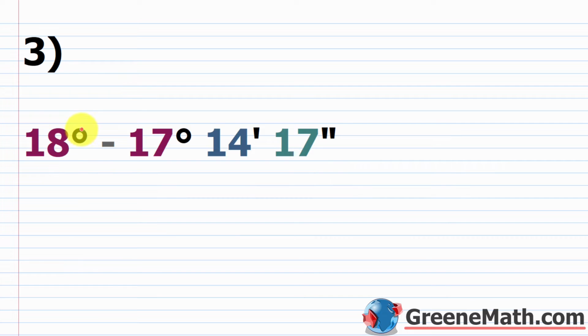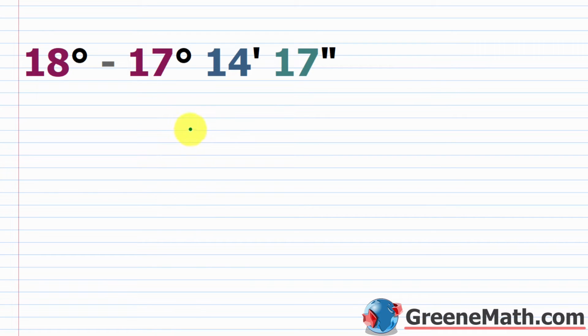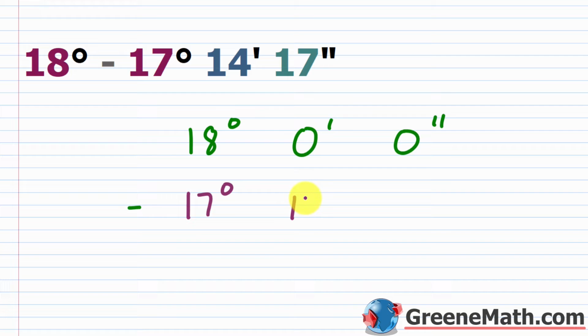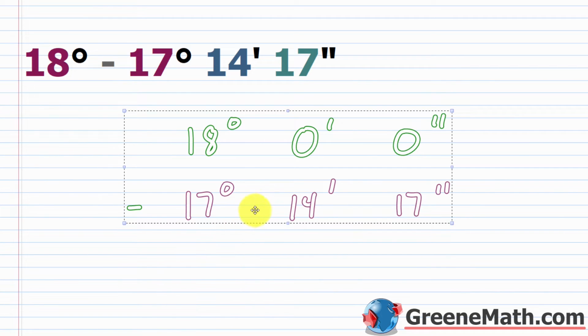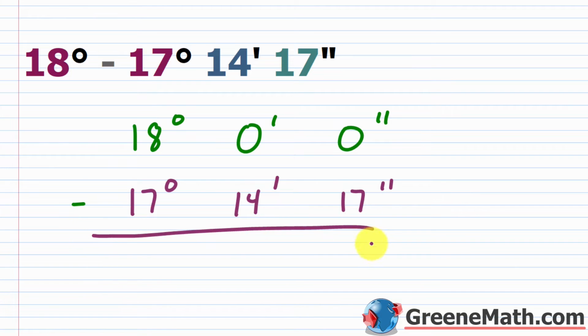So we have 18 degrees minus 17 degrees, 14 minutes, 17 seconds. So you have your 18 degrees. Let me write it like this for right now. You're missing minutes and seconds, so let me put 0 minutes and 0 seconds, and we'll change that in a moment. So then we have minus. For this one, we have 17 degrees, 14 minutes, and 17 seconds. Let me slide this over a little bit and put my little bar down here.